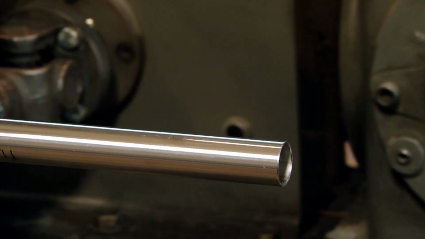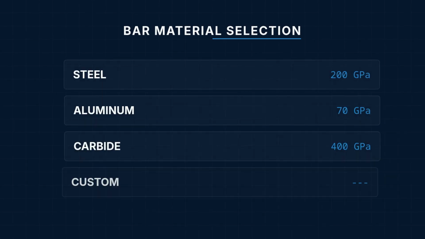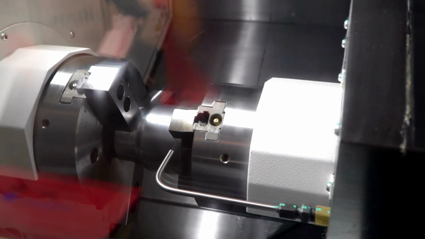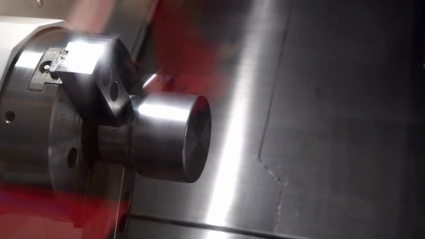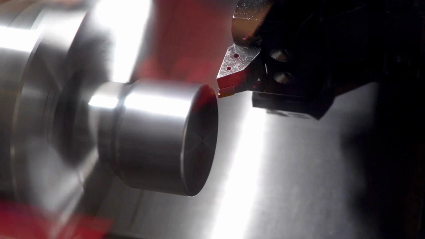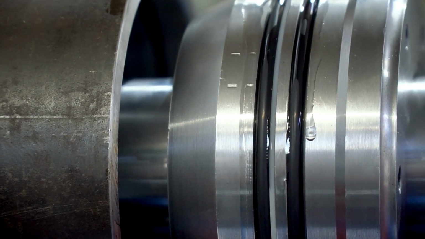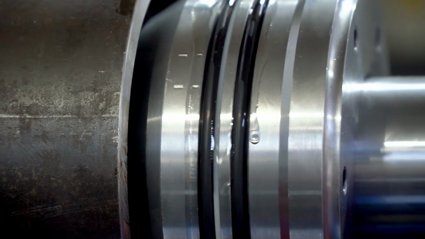I'm using metric. Next, choose your bar material from steel at 200 GPa, aluminum at 70 GPa, carbide at 400 GPa, or custom. I'll select steel at 200 GPa. Now enter your bar diameter in millimeters, your overhang length in millimeters, and your cutting force in newtons. If you selected custom material, you'll also need to enter the elastic modulus in gigapascals.